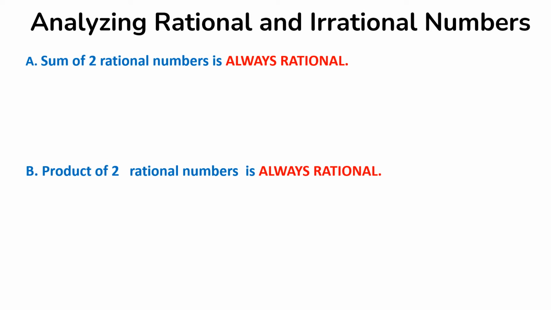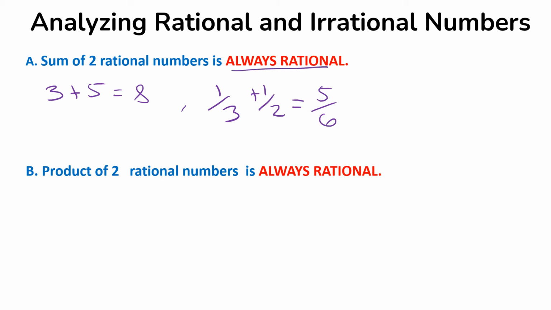All right, so let's analyze rational and irrational numbers by giving some examples. So the sum of two rational numbers is always rational. And some examples of that are, we could say, two rational numbers, 3 plus 5, that's 8. So all three of those numbers are rational. 3 and 5 is rational. The result is also rational as well. We could do 1/3 plus 1/2. That gives me 5/6. So all three of these numbers are rational as well. So the sum of two rational numbers is always rational.